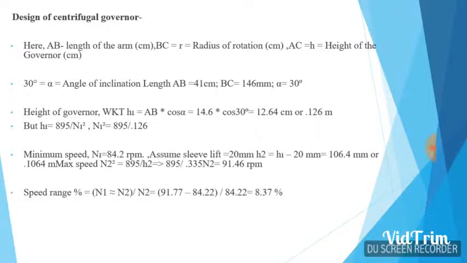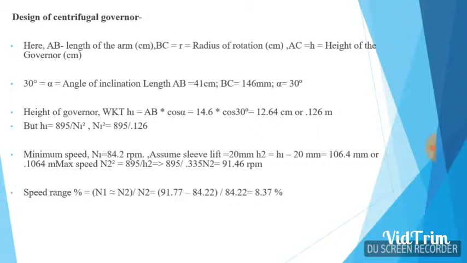Now let's look at the design of the centrifugal governor. Here AB is the length of the arm in centimeters, BC is equal to R, the radius of rotation in centimeters, and AC is equal to the height of the governor. Alpha is the angle of inclination, 30 degrees. Length AB is equal to 41 centimeters, BC is equal to 146 millimeters, alpha is equal to 30 degrees.